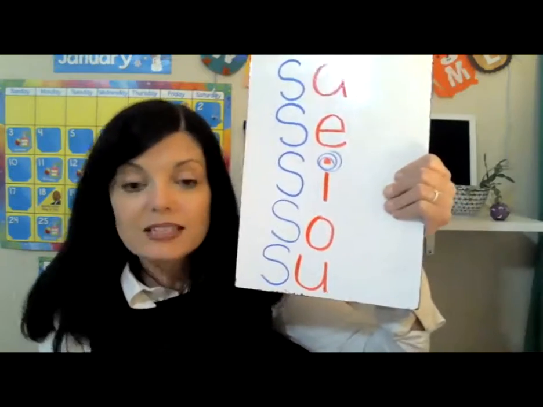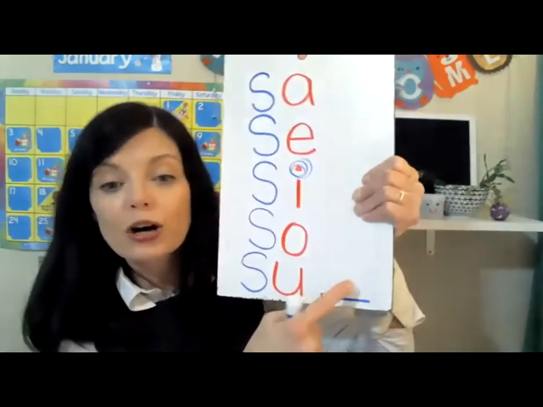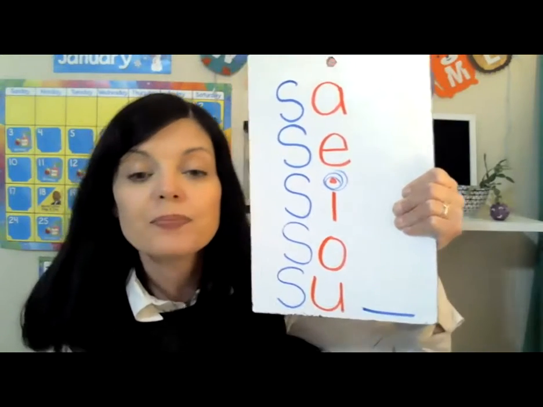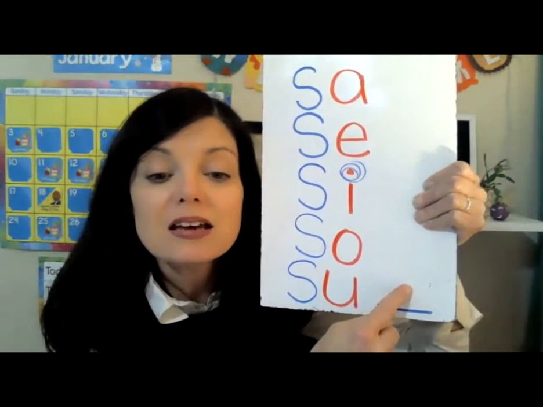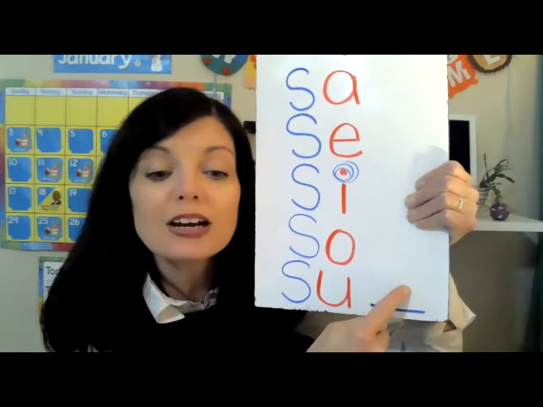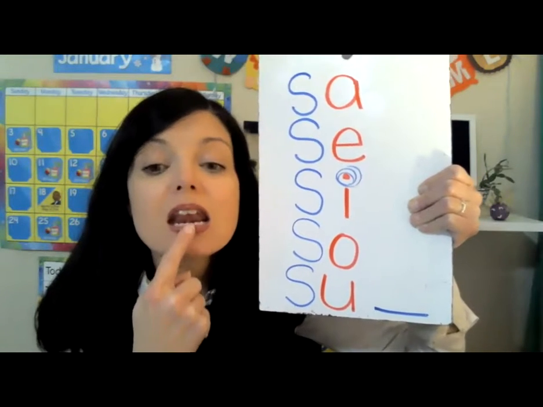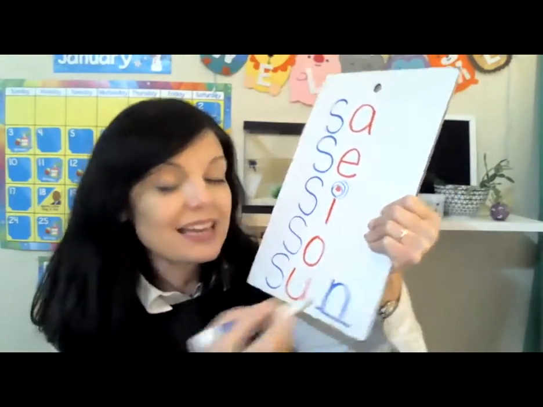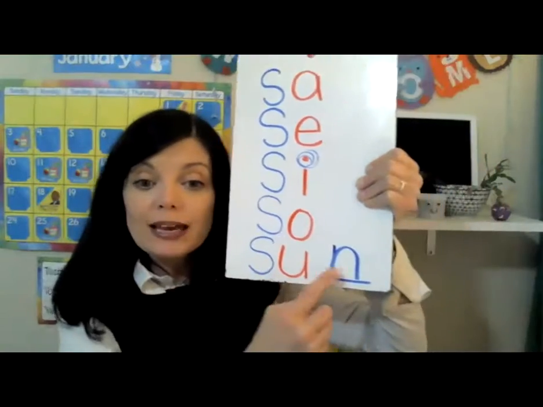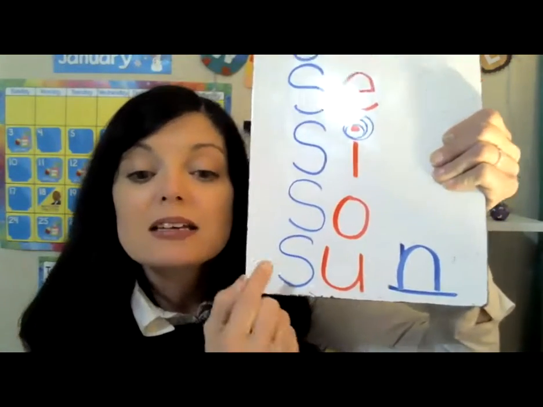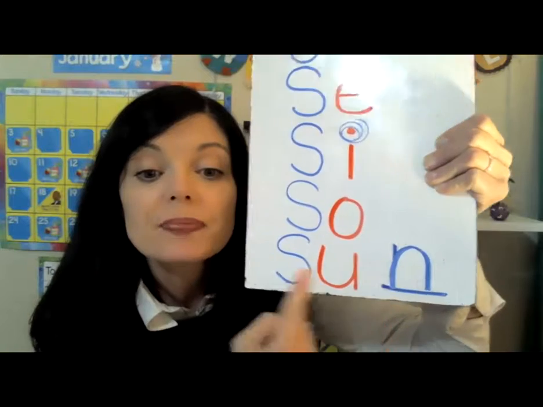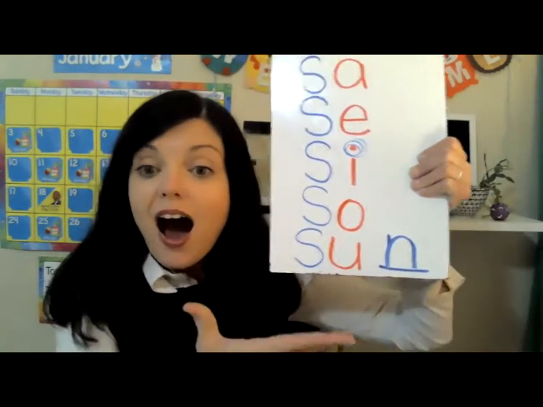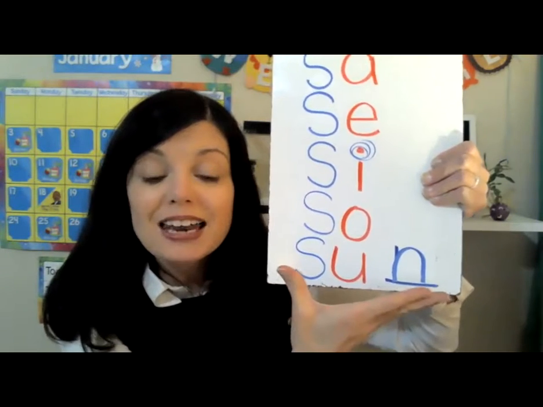Now I want you to think about this blend, and then I'm going to say a word, and I want you to see if you can tell me what letter is making the sound at the end of the word. Sun, sun. What letter says n, n, n? Letter N. Letter N says n. So let's see if we can read this word, okay? We know this blend. Sun. Sun. We just read the word sun, and we can spell it too.